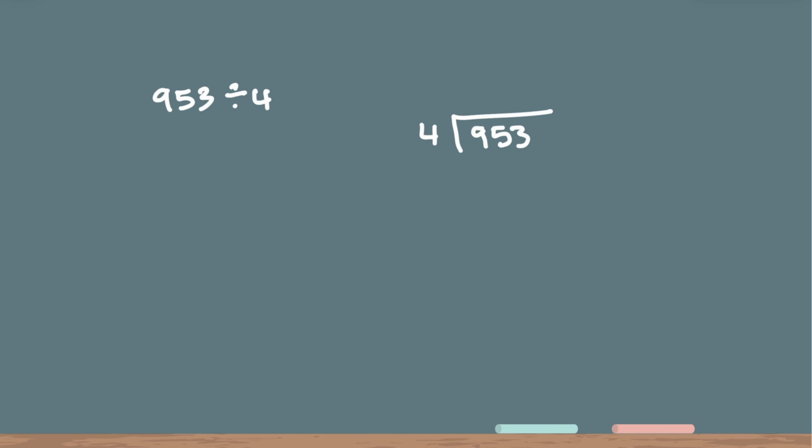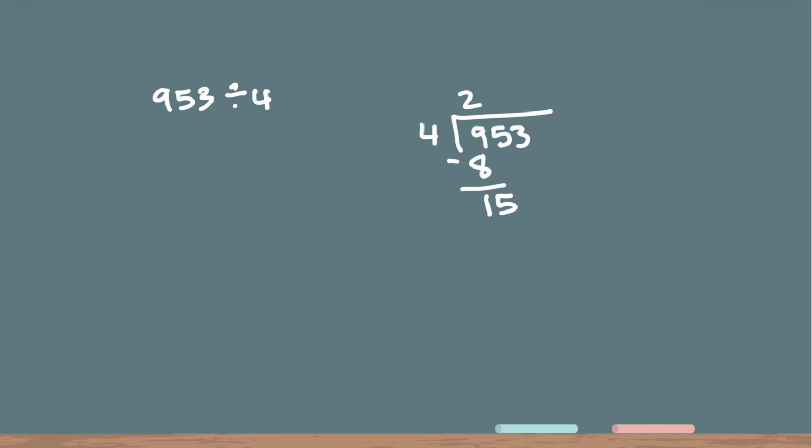Okay, first step is you're going to take this 9, and you're going to see how many times a 4 can go into the 9. In this case, that is 2. So you're going to take 2 times 4, which is 8. So you're going to subtract 8 from this 9, which leaves us with 1. And then you're going to bring down this 5. So this will become 15.